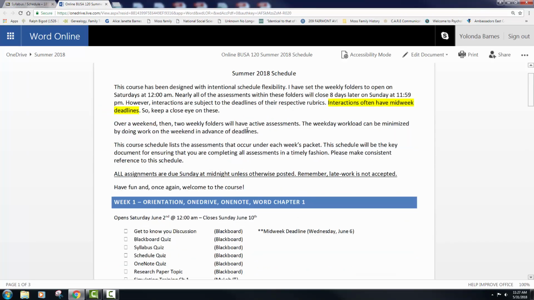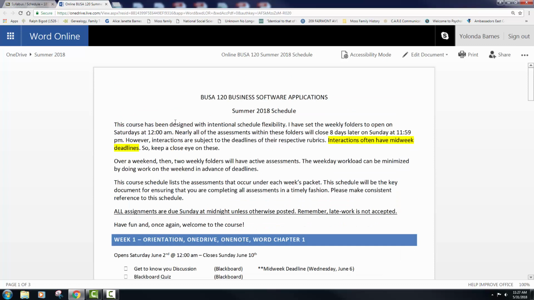On this course schedule, the first thing that stands out to you, and I've highlighted this, is I want you to be mindful that there are some mid-week deadlines. Normally, your homework will be due on a Sunday evening at midnight or 11:59 p.m. However, there are some interactions that involve due dates during the midweek, and those interactions are basically discussion boards.